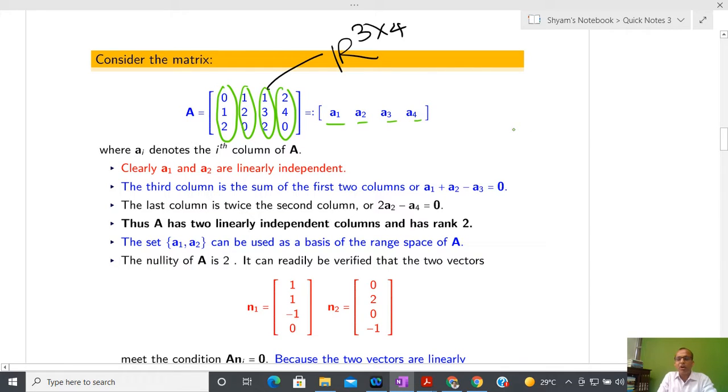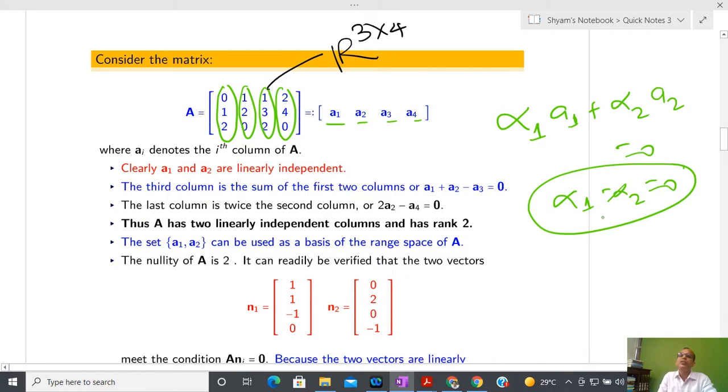How to show this? You can just solve this equation, alpha 1 into a1 plus alpha 2 into a2 equal to 0, so that alpha 1 and alpha 2 are only equal to 0. There is no other solution than alpha 1 and alpha 2 equal to 0. In this way it is possible to show that. Please check it. I am not going to do that calculation.